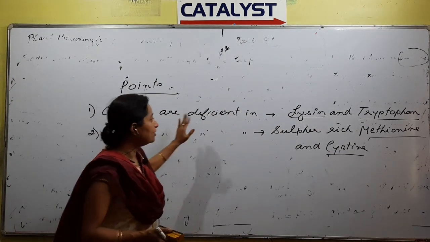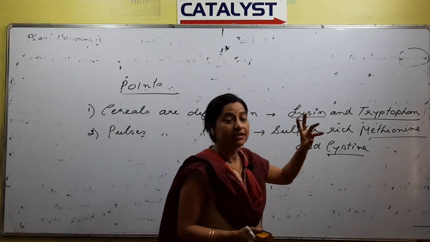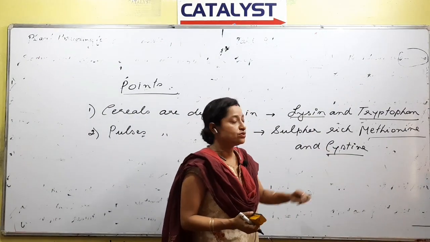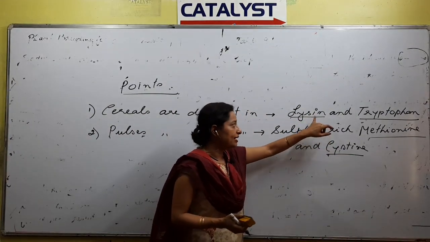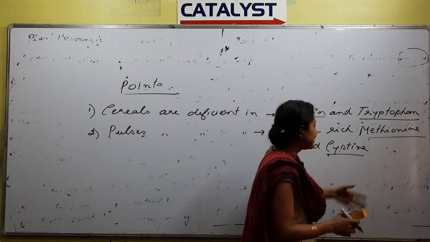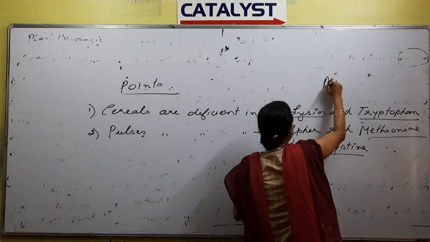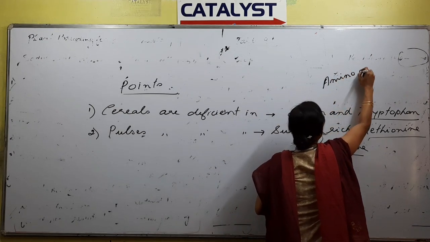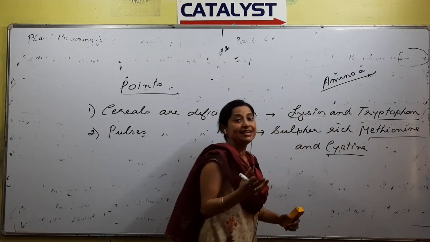So cereals normally are deficient in some amino acids. And what are the amino acids we are talking about? Lysine and tryptophan. Lysine, tryptophan, methionine, cysteine. All these are nothing but certain types of amino acids. And why is an amino acid essential?